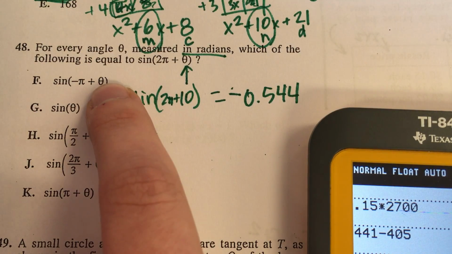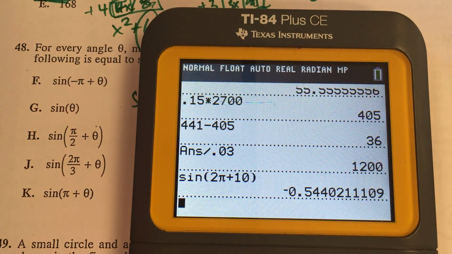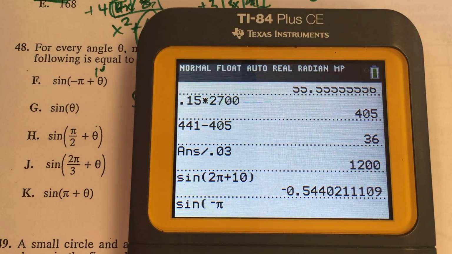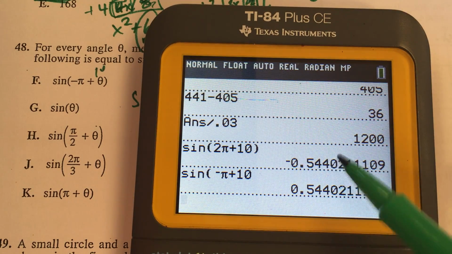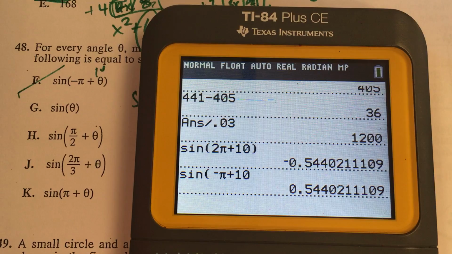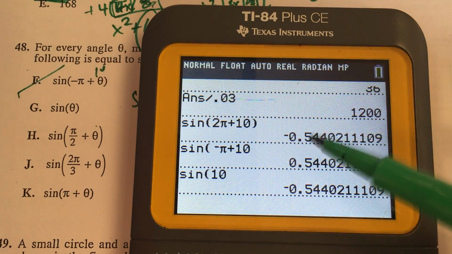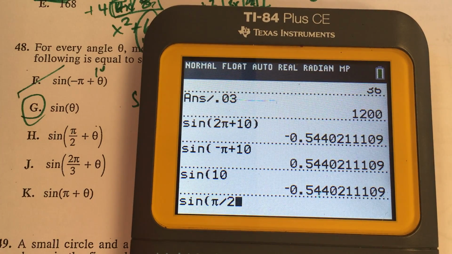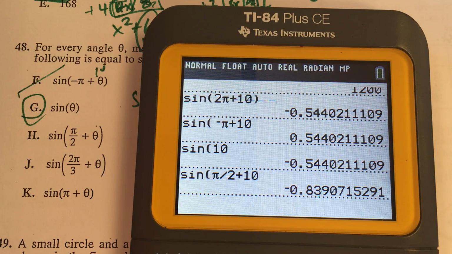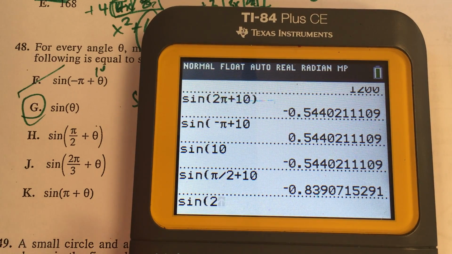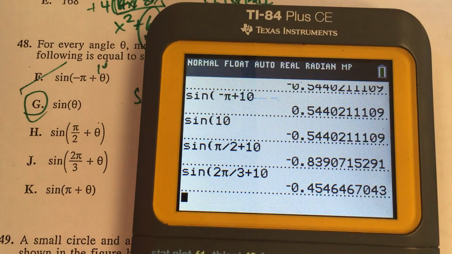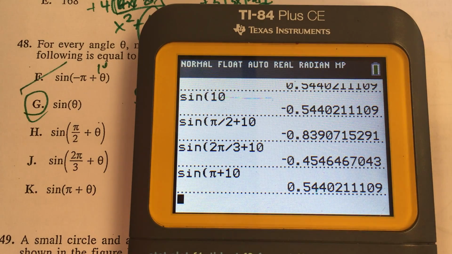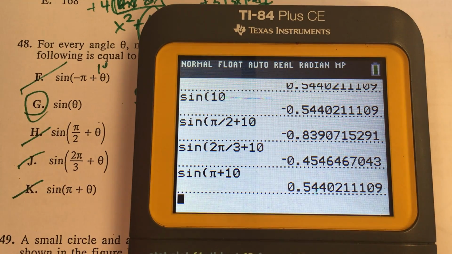So that's the number that I'm looking for. Remember that I turned theta into 10. So for the next one, I'm gonna do plus 10. So sine negative pi plus 10. That's the same number, but it's not negative, so it's not F. Sine of 10. Oh yeah, that's exactly the same number, so my answer must be G. I can quickly check the other ones. Half pi, that's not it. Sine 2 pi over 3 plus 10, that's not it. Sine pi plus 10, that's not it. That's the other version. So I know it's not these ones, it must be G.